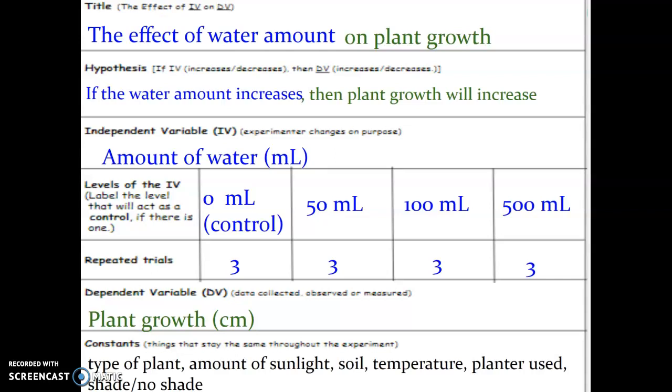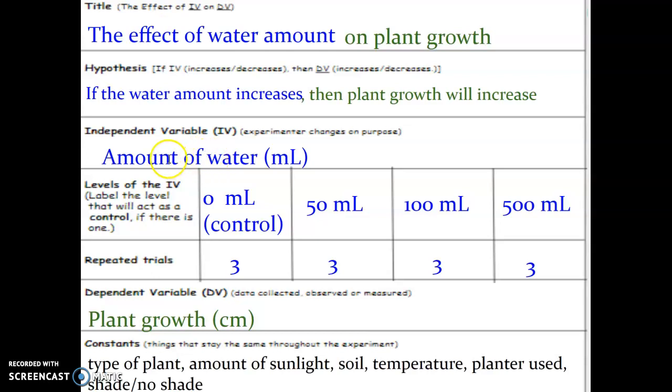The investigation question for this experiment was, how does the amount of water a plant receives affect its growth? So we are going to be measuring plant growth, right? The plant growth is the effect. It's what depends on the amount of water. So now that we have the dependent variable as plant growth, we know that independent variable is amount of water. So we, the experimenter, are going to be changing the amount of water the plants get in each of our trials.